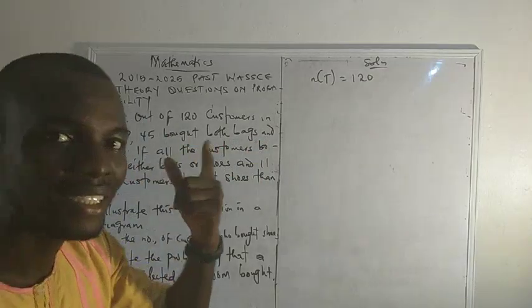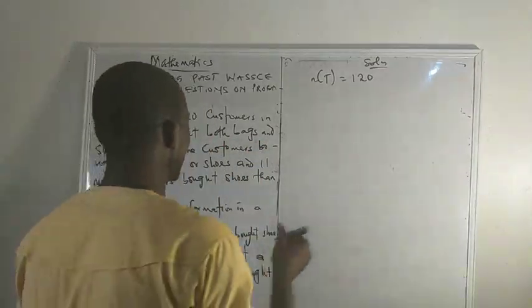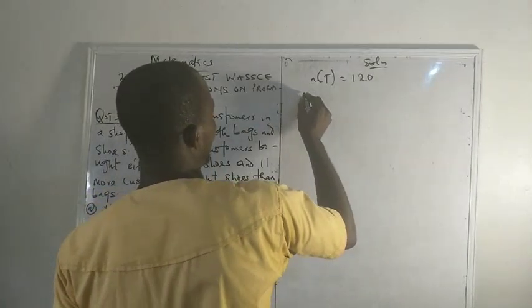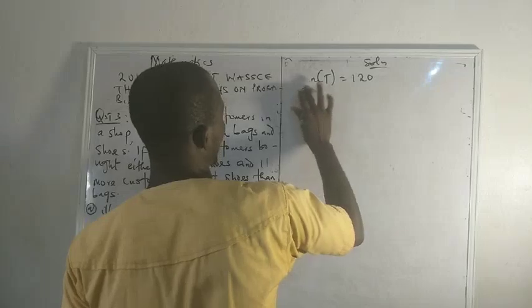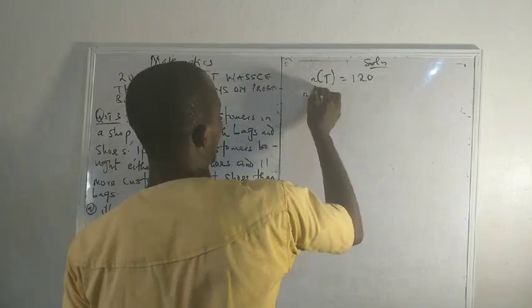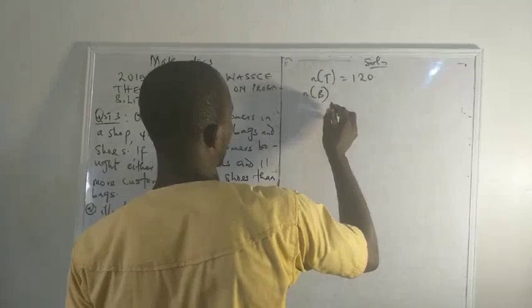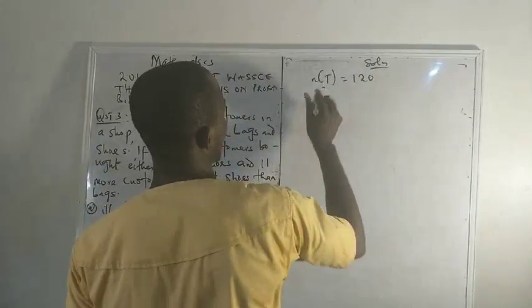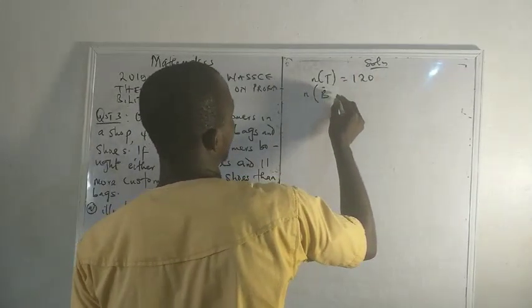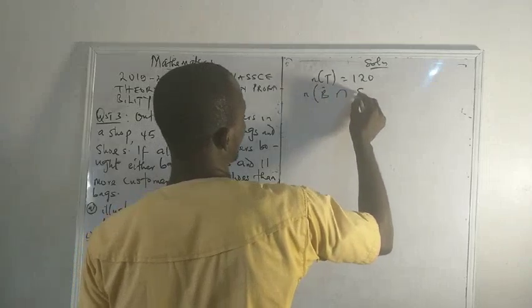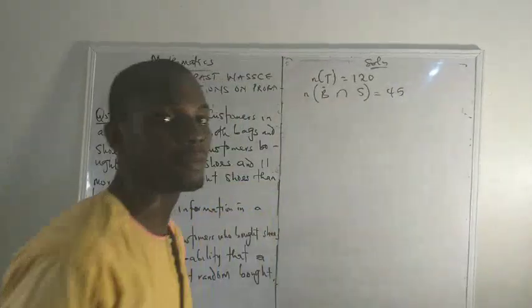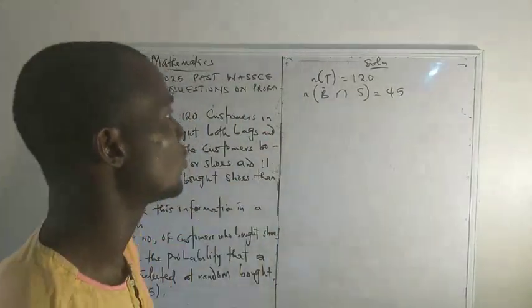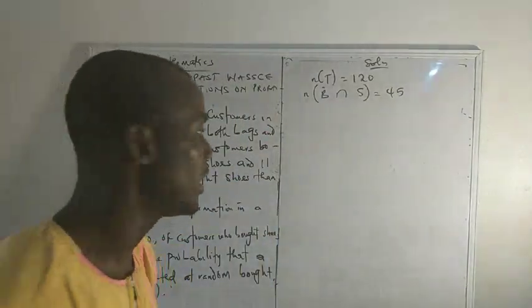When you hear that statement, what comes to your mind is, if B represents bags, that is number of bags. Let me use this. Number of bags and shoes equals to 45. That is what it means. Number of bags and shoes equals to 45.